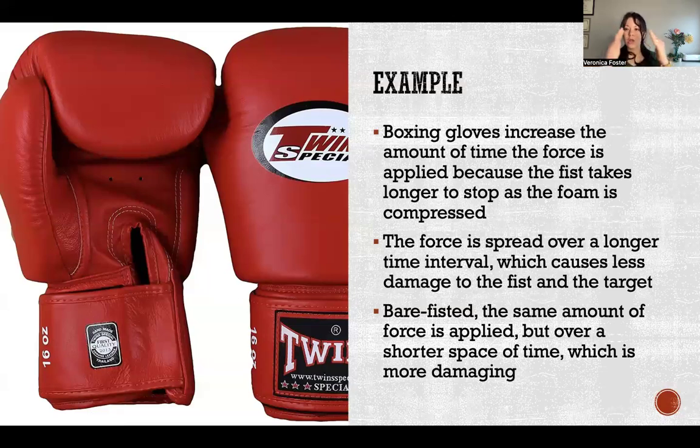And so because it goes over a longer period of time, the same amount of force is going to be a lot less damaging to the fist and to the target compared to barefisted, where all of that force is applied over a much shorter time interval. It's much more instantaneous. And so that same amount of force in a short period of time is much more damaging to the fist and the target compared to a boxing glove that slows down that impact and makes it last over a longer space of time. So with the boxing gloves, there isn't more or less force applied. The difference is simply how long of a time interval that same force is being delivered to the target.